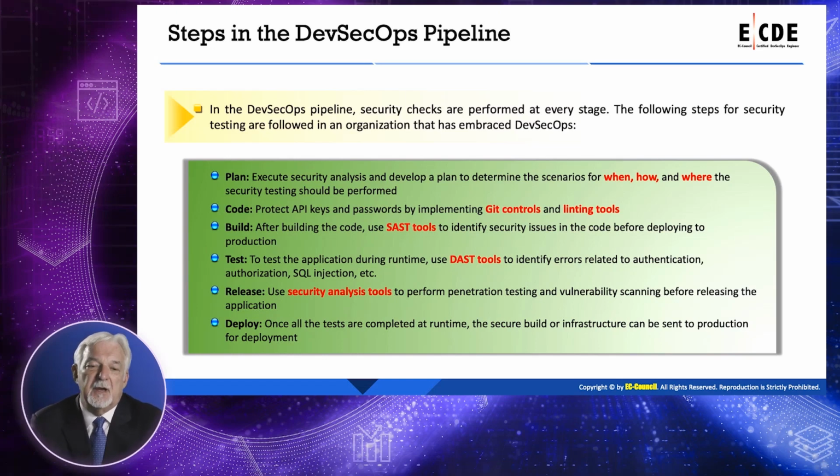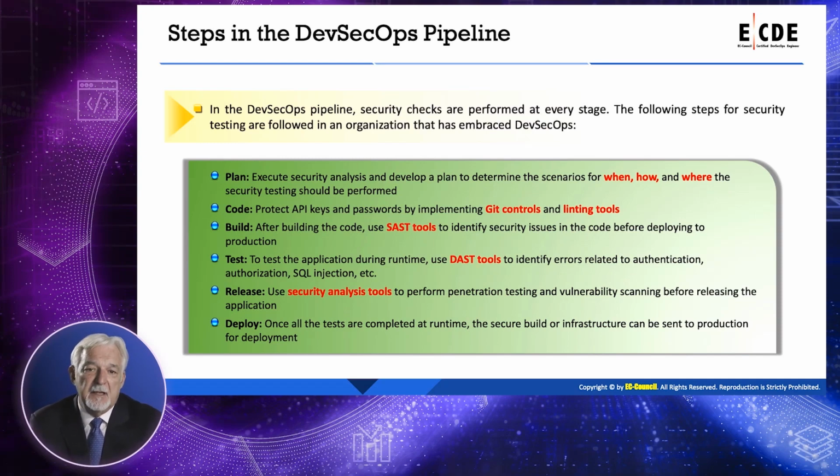Within the code, you protect API keys, passwords, and other secrets by implementing Git controls or through the use of linting tools. Linting tools are, think of a lint roller. They're real quick security scans that pick up obvious errors and problems with code. During the build, after you build the code, these static analysis tools are used to identify security issues in the code before deploying to production.